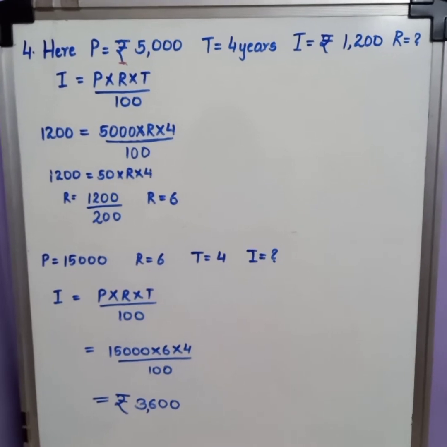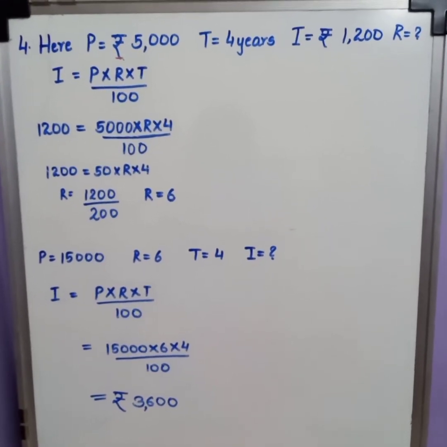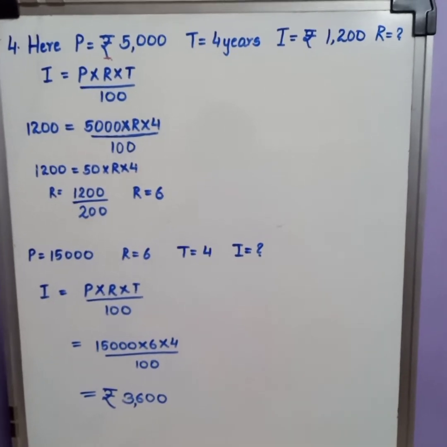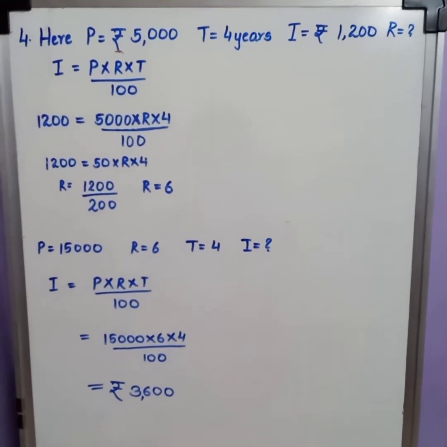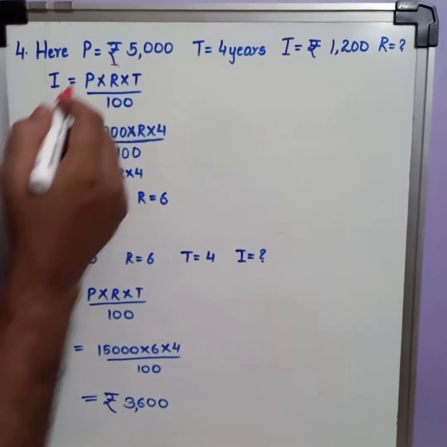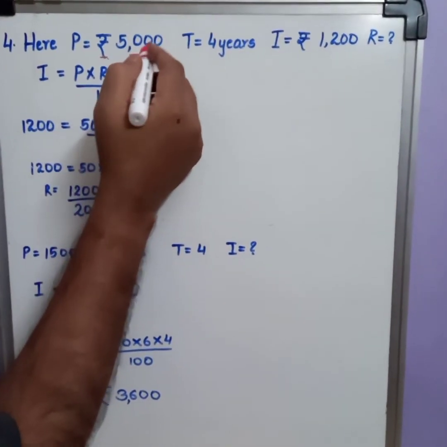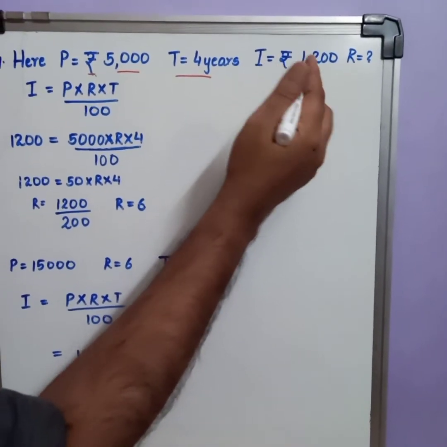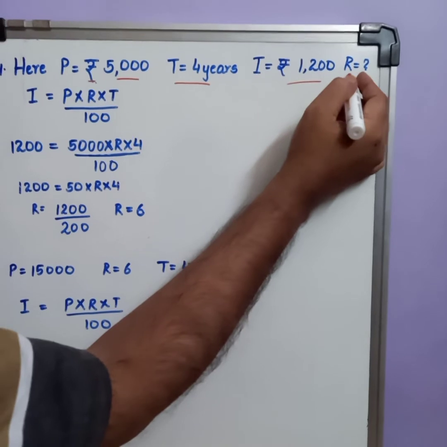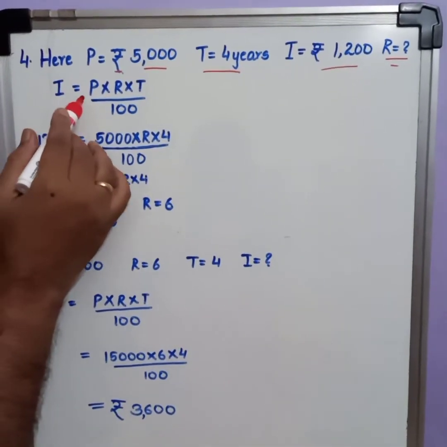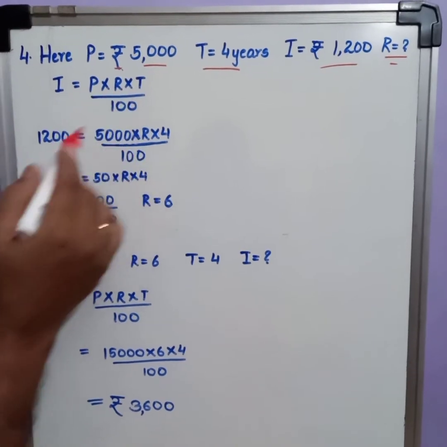The interest on 5,000 for 4 years at certain rate of interest is 1,200. What would be the interest on 15,000 at the same rate of interest for the same period? Here they have given 5,000 as a principal, tenure as 4 years, interest that is 1,200 rupees. We need to find rate of interest. So we are going to use the same formula, that is I is equal to P into R into T upon 100.